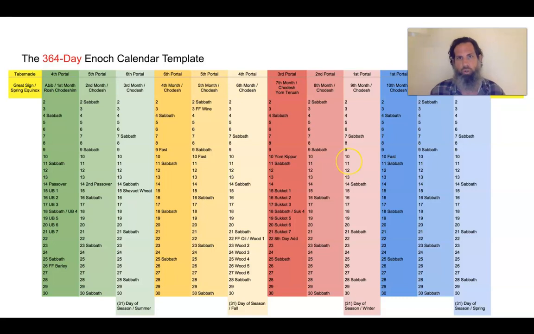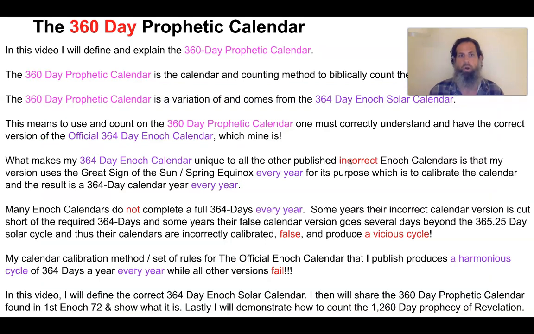364-day Enoch solar calendar. This means to use and count on the 360-day prophetic calendar, one must correctly understand and have the correct version of the official 364-day Enoch calendar, which is the one that I publish. What makes my 364-day Enoch calendar unique to all the other published incorrect Enoch calendars is that my version uses the great sign of the sun, which is the spring equinox, every year for its purpose.